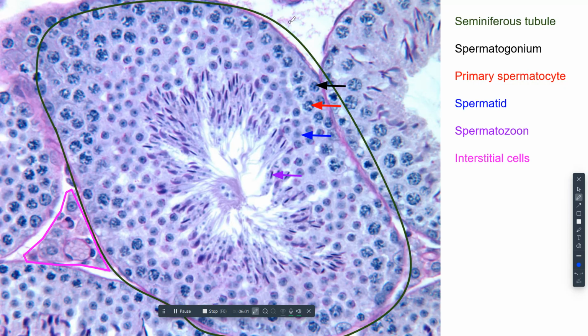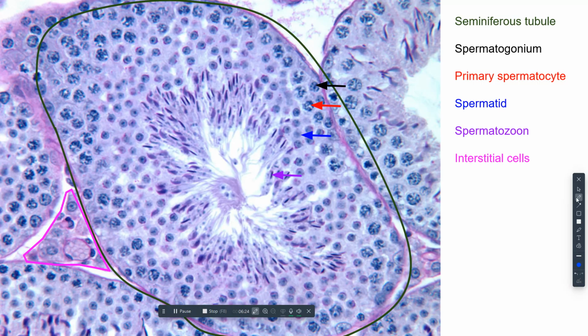In my outer rim, I'm going to find a cell called a spermatogonium. A little bit closer in, I'm going to find a primary spermatocyte. Then I'm going to find a bunch of spermatids. And then finally, I see a bunch of sperm cells all in here.